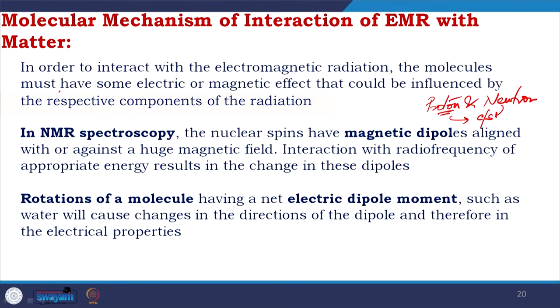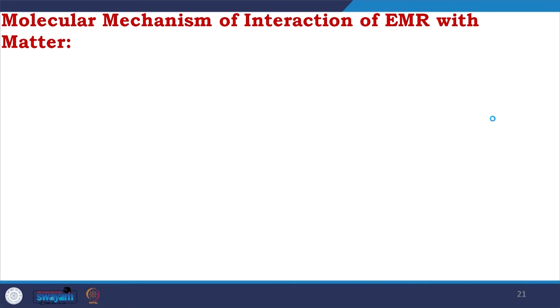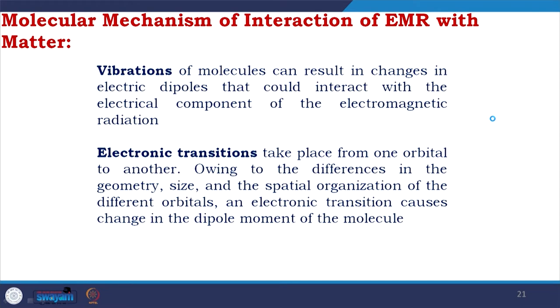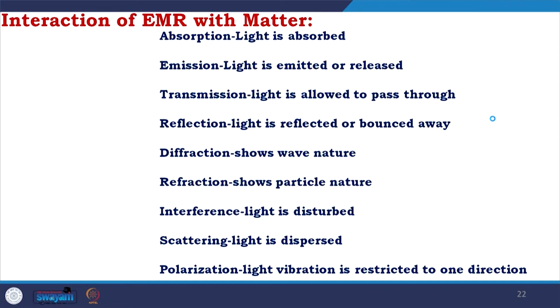Rotation of a molecule having a net electric dipole moment, such as water, will cause changes in the direction of the dipole and therefore in the electrical properties. Vibration of molecules can result in changes in electric dipole that could interact with the electrical component of the electromagnetic radiation. Electronic transitions take place from one orbital to another. Owing to the differences in the geometry, size, and spatial organization of the different orbitals, an electronic transition causes a change in the dipole moment of the molecule, helping us to characterize a particular atom, material, polymer, substance and whatnot.